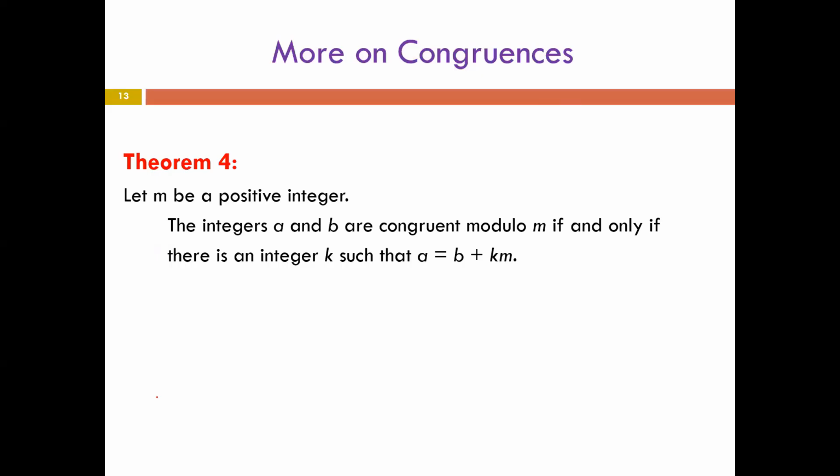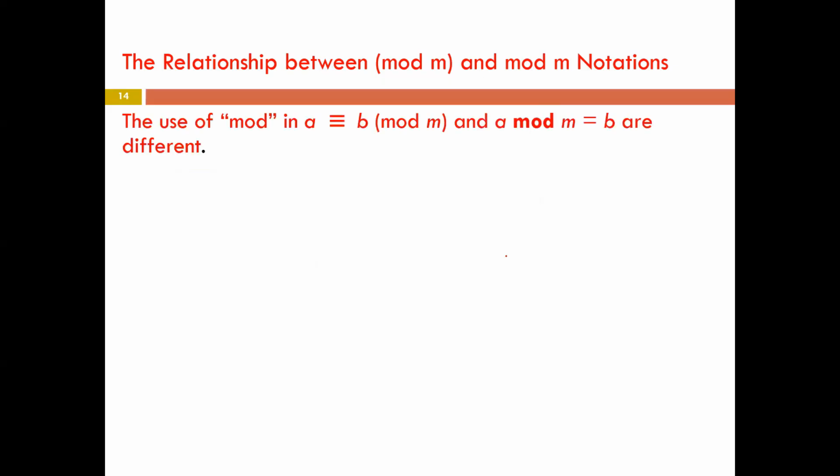So if A and B are congruent modulo M, if A is congruent to B mod M, then we can write A equals B plus kM. This is the relationship, not very important. But what is important is the relation between the mod function and the congruence.